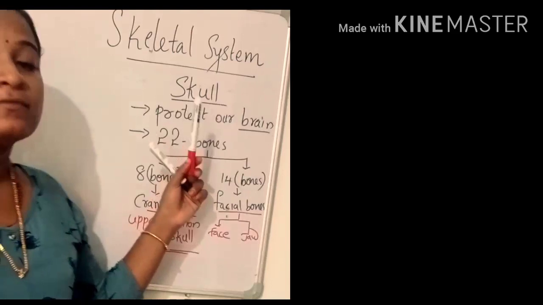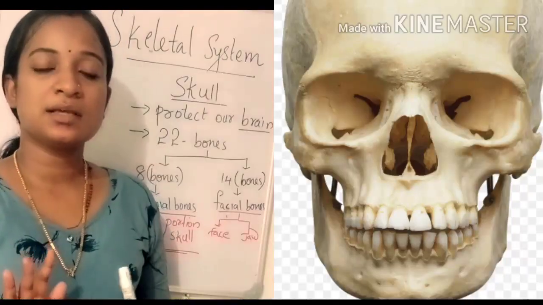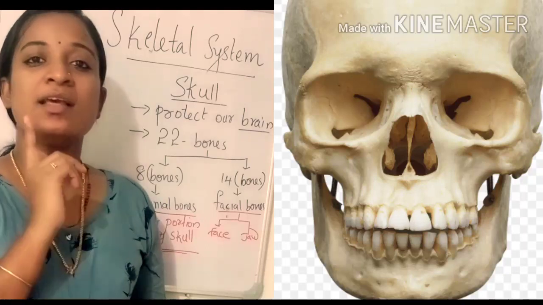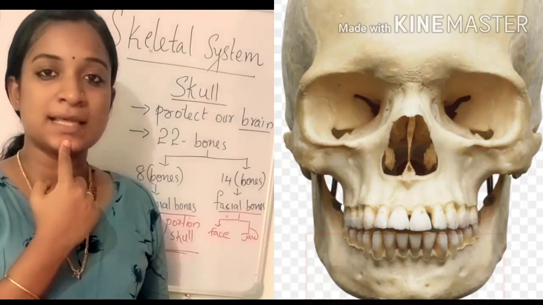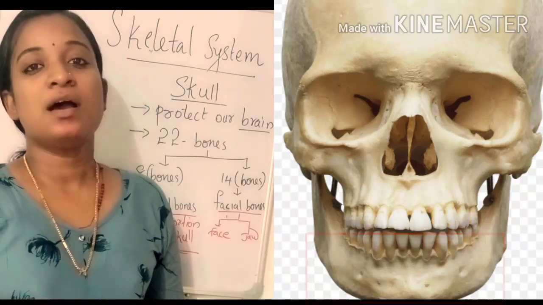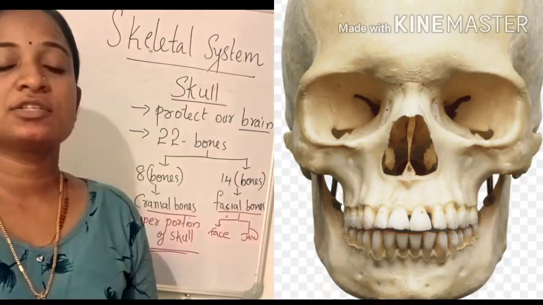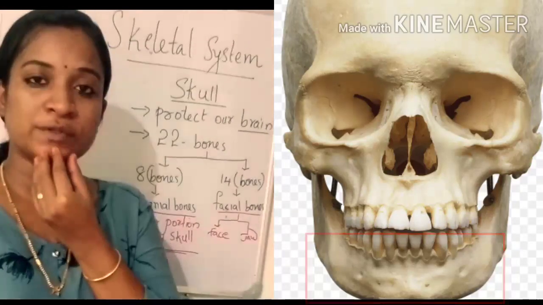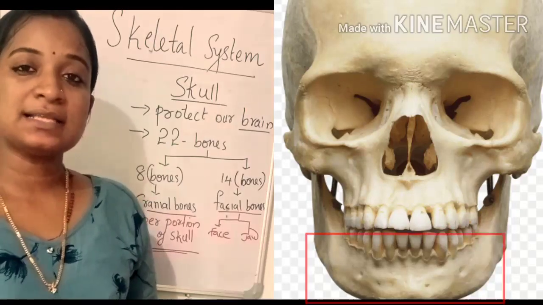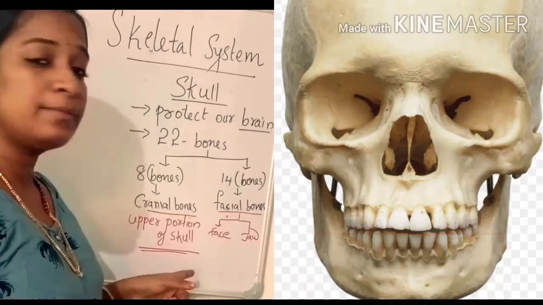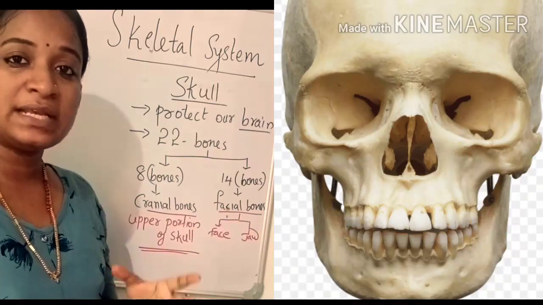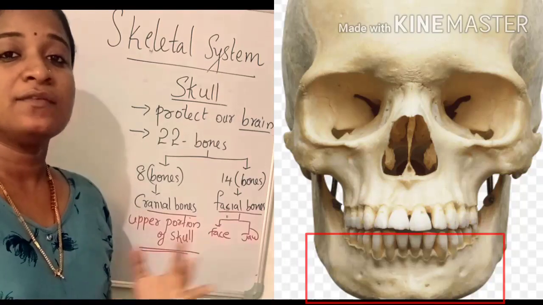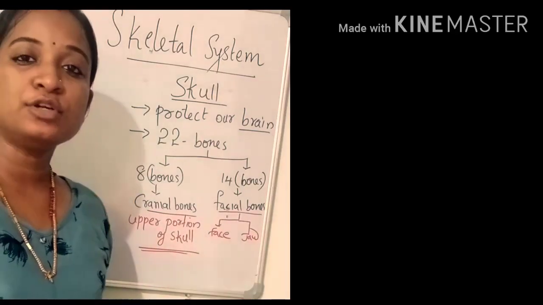Okay. And another important fact about the skull is that all the bones in the skull are not able to move except the bones in the lower jaw. This helps us to eat as well as to speak. All bones in the skull are fixed except the lower jaw, because it is movable. That's why we are able to eat food as well as speak.